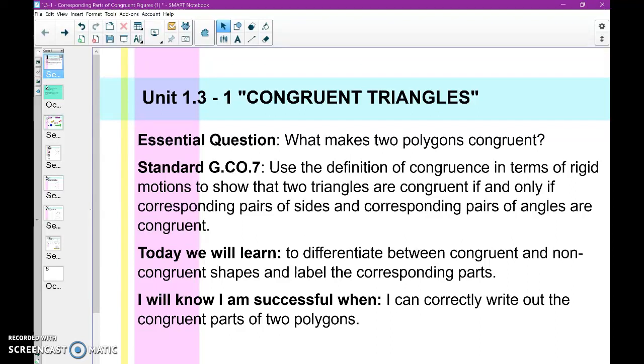Hello everyone. This section is from Unit 1.4. I know this is slightly improperly labeled. This is Unit 1.4, Day 1, Day 1 in Mrs. Crawford's class, at least. And we're talking about corresponding parts of congruent figures today.